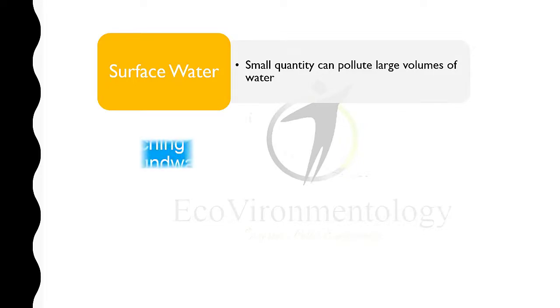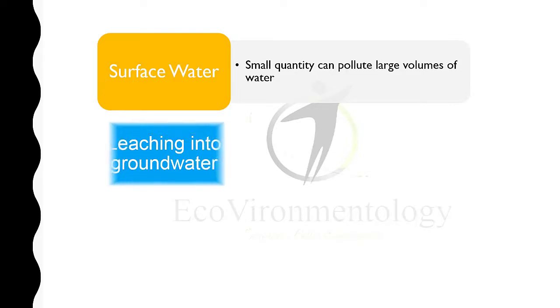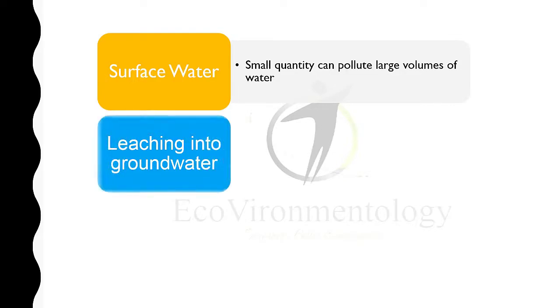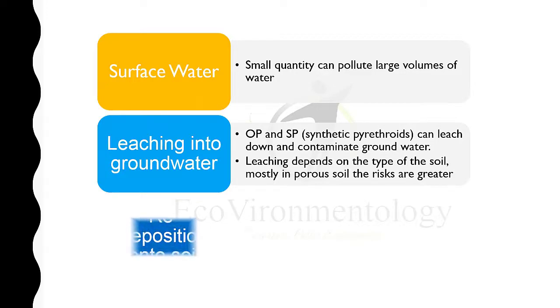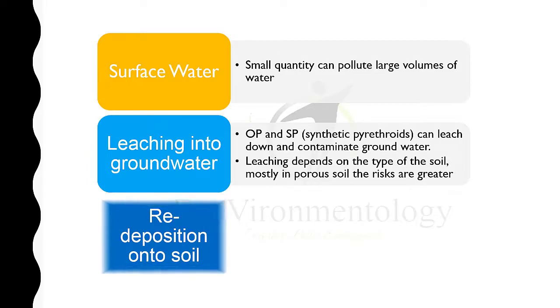And the chemicals used in dipping, such as OP and SP, synthetic pyrethroid, can leach down the surface and contaminate groundwater. Leaching depends on the type of the soil. The risk of leaching is greater in porous soil. And we know that contamination of surface from sheep dipping sites can spread up to 50 meters if the soil contains more clay, then contaminants don't move to larger distances and the redisposition onto soil will be reduced.